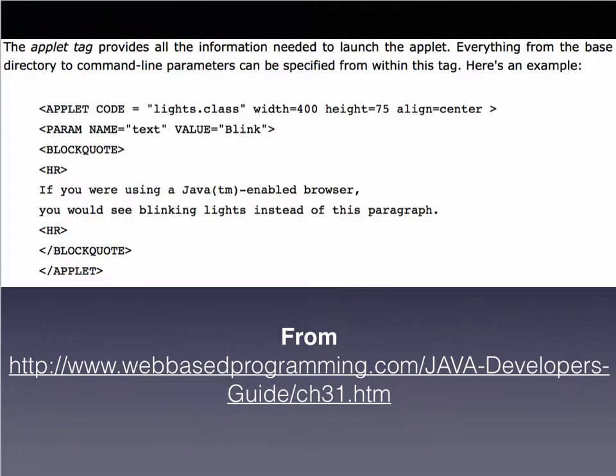Here's an example of what an applet might look like. In this case, the applet is lights.class, and when this is executed, flashing lights come up. If you want more information on how applets work and how they're integrated into HTML, go to the link at the bottom of the slide.